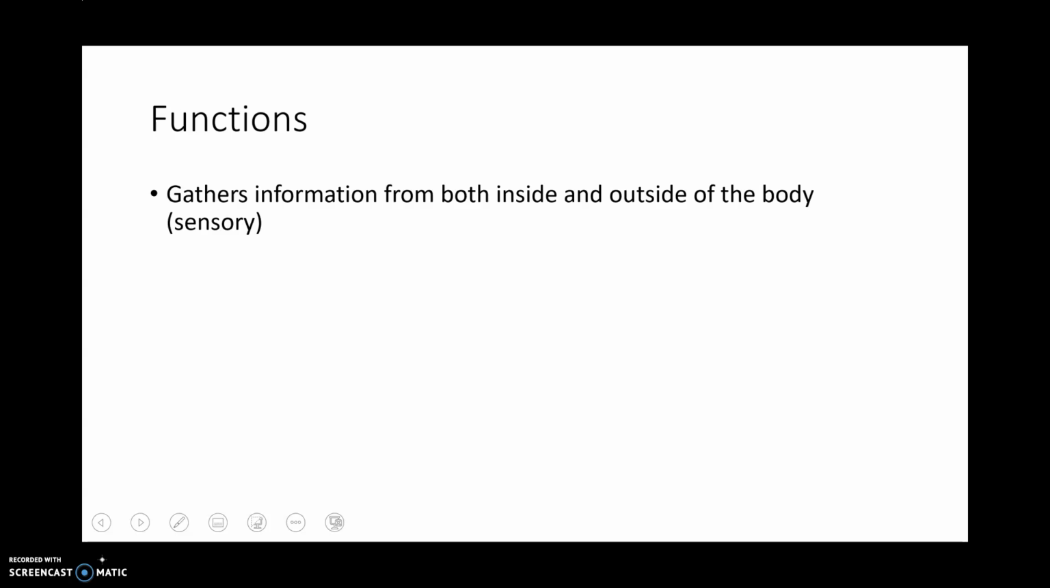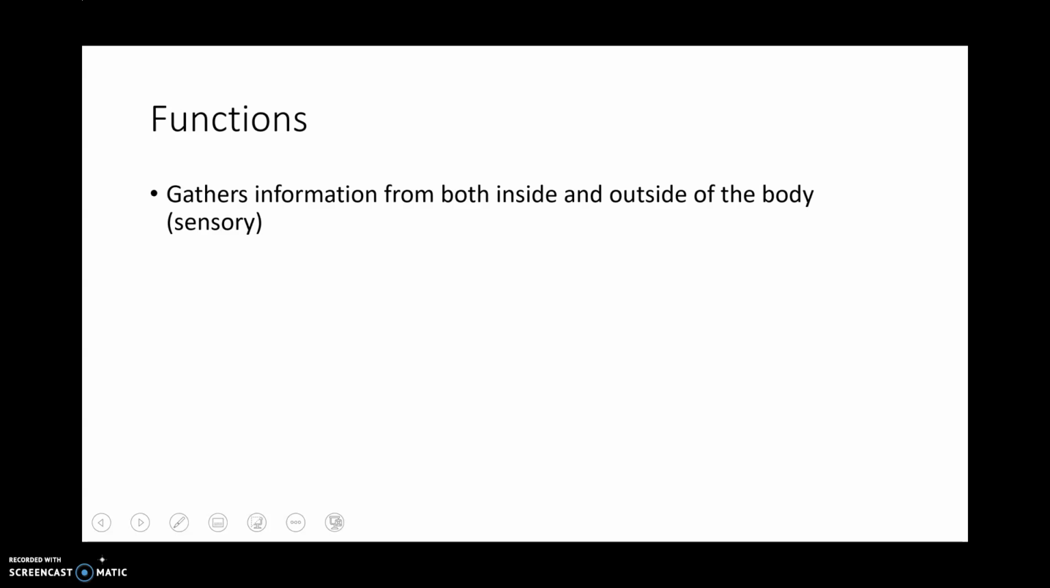Hi everyone, so we're going to start our next unit on the nervous system. So again, we're going to see a lot of vocabulary here, so please try to do the best you can. Take your time going through all of this, pause the video if need be. So let's start here. So we have a couple functions that we're going to see.